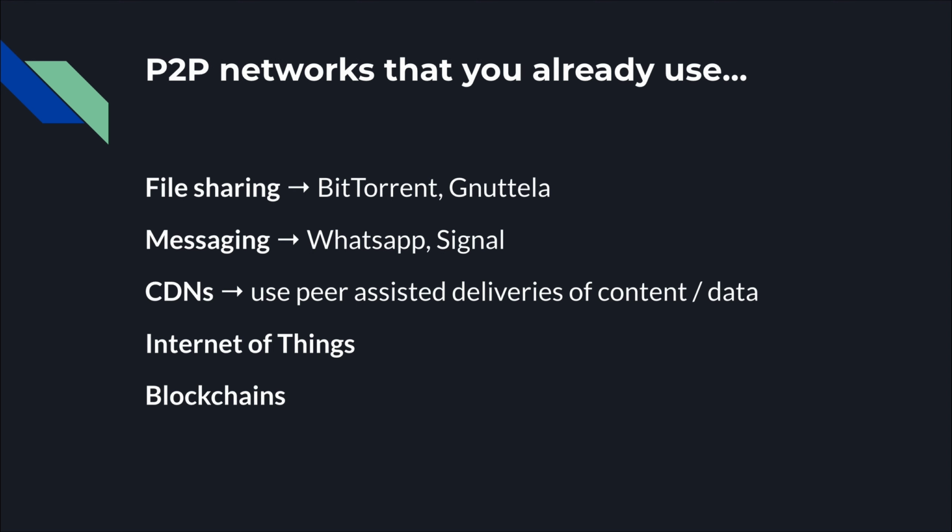P2P networks are very old. They have been in use for various file sharing applications like BitTorrent or Gnutella. You also have them in various kinds of communication applications like text messaging or video conferencing or voice over IP. Apart from that, they are also used in CDNs for optimizing the delivery of content and data. And beyond that, P2P is also used heavily in Internet of Things, and of course, blockchains are built on P2P networks.